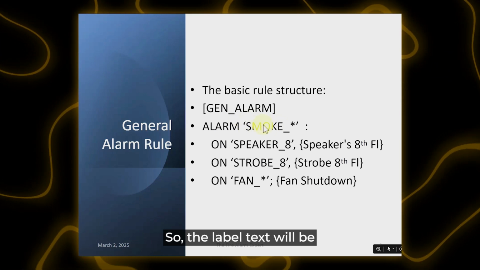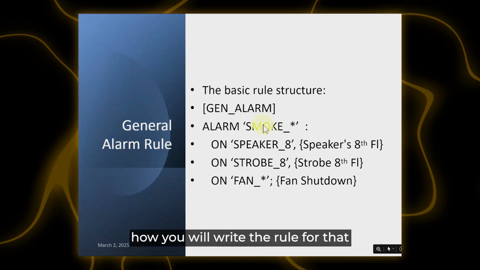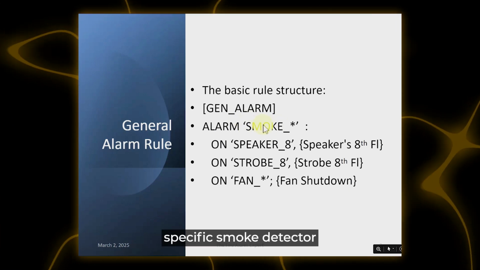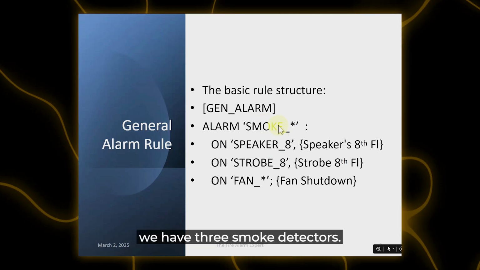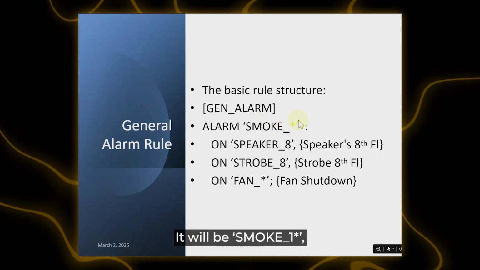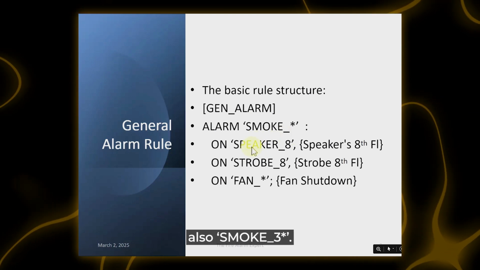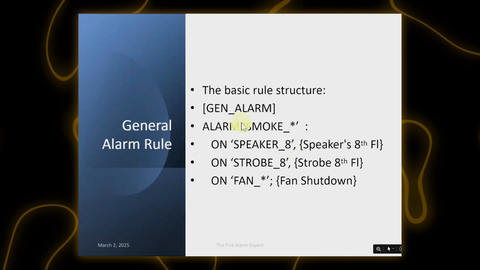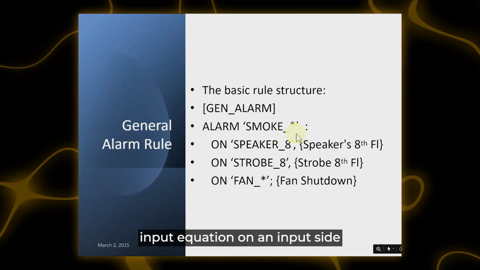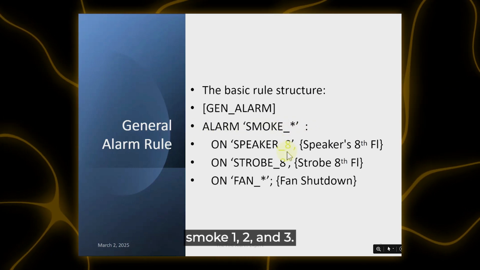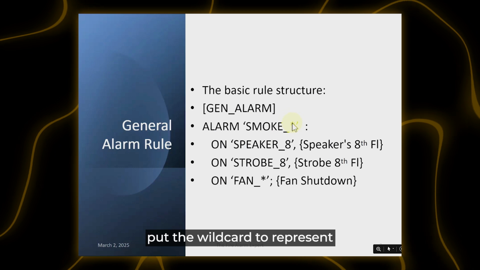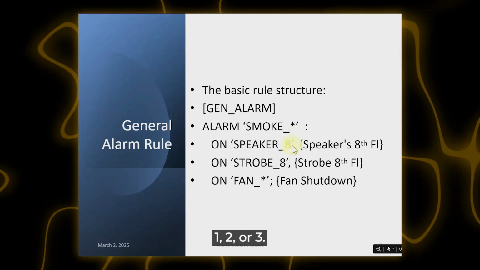So the label text will be how you write the rule for that specific smoke detector or that specific device type. Like I said, we have 3 smoke detectors: smoke_1, smoke_2, and smoke_3. We can only write one input equation on the input side, and we can't write smoke 1, 2, and 3.